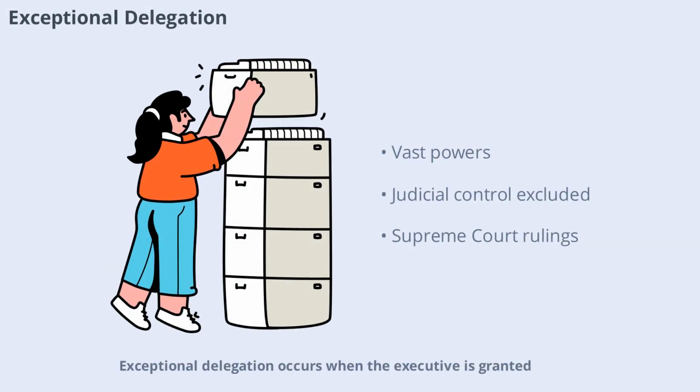Exceptional delegation occurs when the executive is granted powers that are vast or difficult to define, or when judicial control is excluded. The Henry VIII clause is a prime example, allowing the executive to extend, modify, or restrict existing laws. The Supreme Court has ruled that such delegation is invalid if it interferes with the essential policy of the Act, but valid if it only addresses non-essential details.